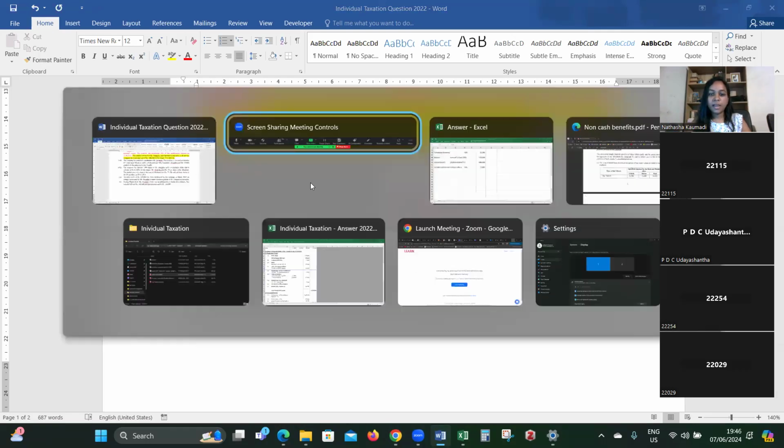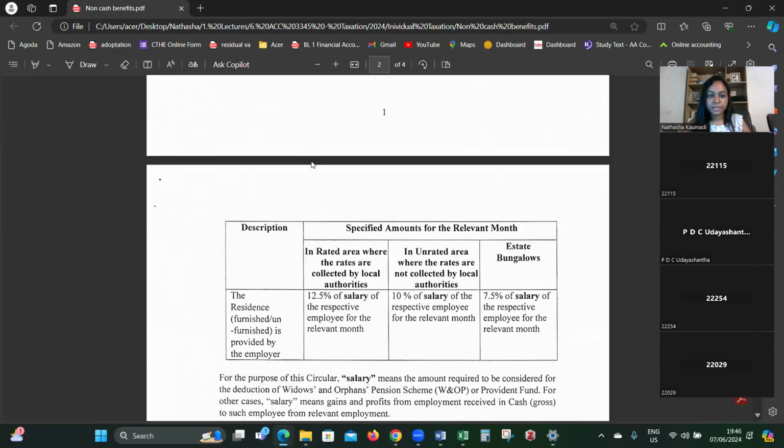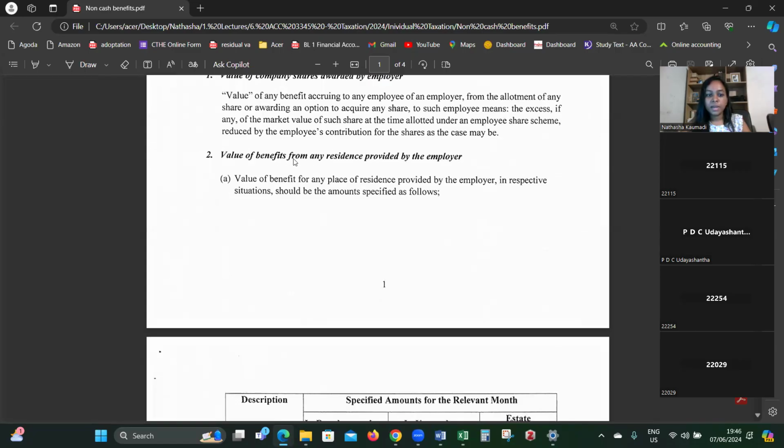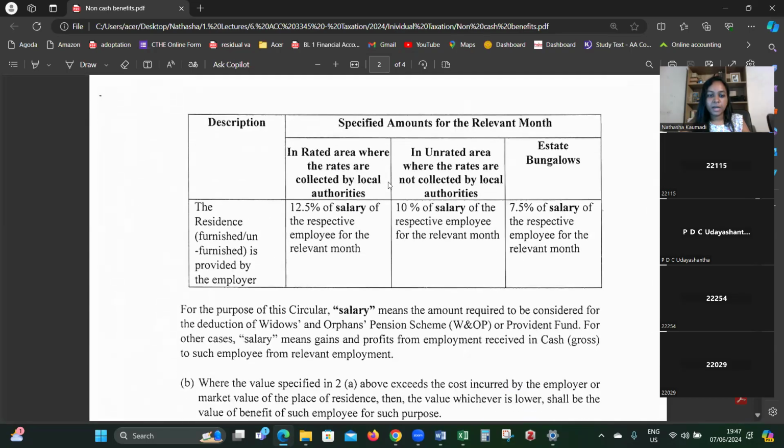Right. So again, I'm going to the non-cash benefit sheet. This is where you talk about value of benefits from any residence. Here, as per this table, there are 3 columns: in rated area, in unrated area, estate bungalows. So our relevant column is the second column, in rated area, because our house is in Colombo 7. What is the benefit? 12.5% of the salary of the respective employee for the relevant month.